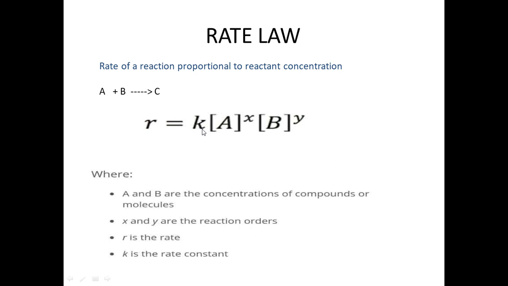Now in this reaction, the k here is what we call the rate constant of the reaction. The r is the rate of the reaction. The x and the y are what you call the reaction orders. Then the A and the B are the concentrations of the compounds. The x and y are called reaction orders, and they are just parameters that define how much the rate depends on the concentration of the individual reactant.